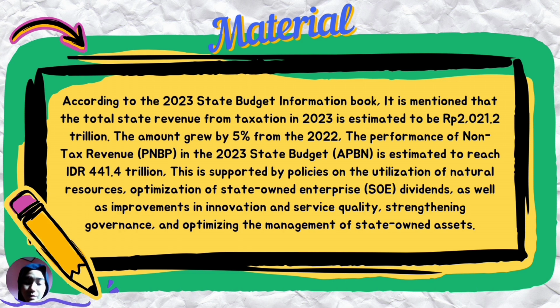And according to the 2023 State Budget Information Book, it is mentioned that the total state revenue from taxation in 2023 is estimated to be around 2 trillion more. The amount grew by 5% from 2022. The performance of non-tax revenue (PNBP) in the 2023 state budget (APBN) is estimated to reach about IDR 441 trillion. This is supported by policies on the utilization of natural resources, optimization of state-owned enterprise dividends, improvement in innovation and service quality, strengthening governance, and optimizing the management of state-owned assets.